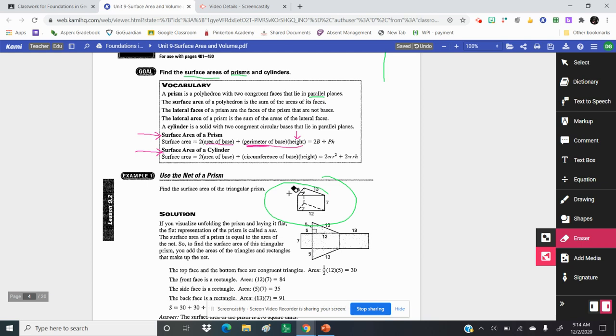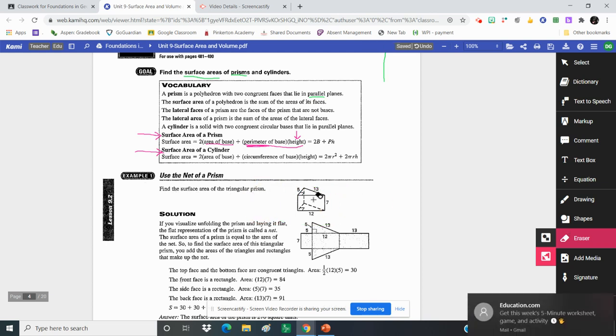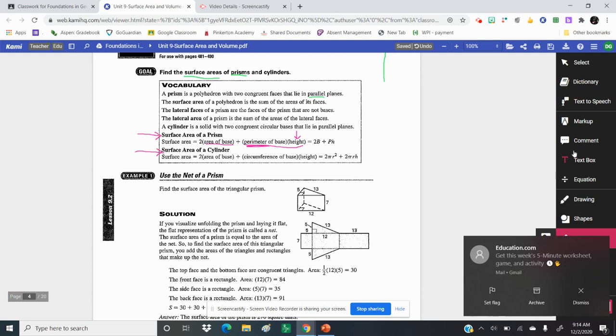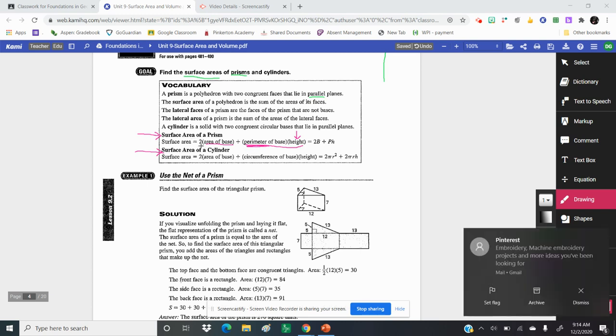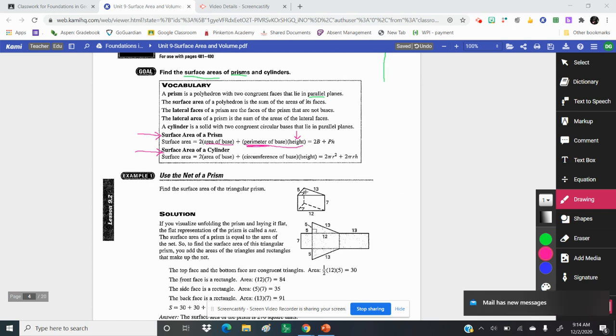So let's find the surface area of this triangular prism. If we use our formula, the first thing we're going to have to do is find 2 times the area of the base. If you remember, the bases here are these two triangles. So this is one base, and this is the other base.